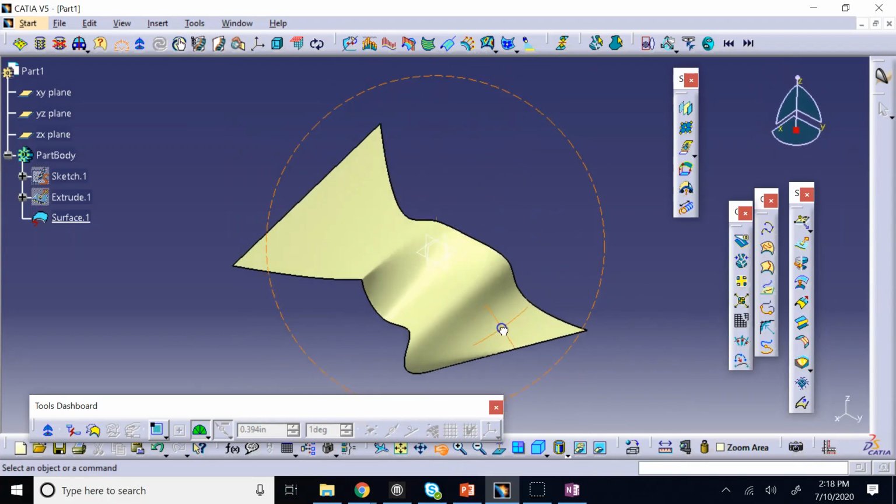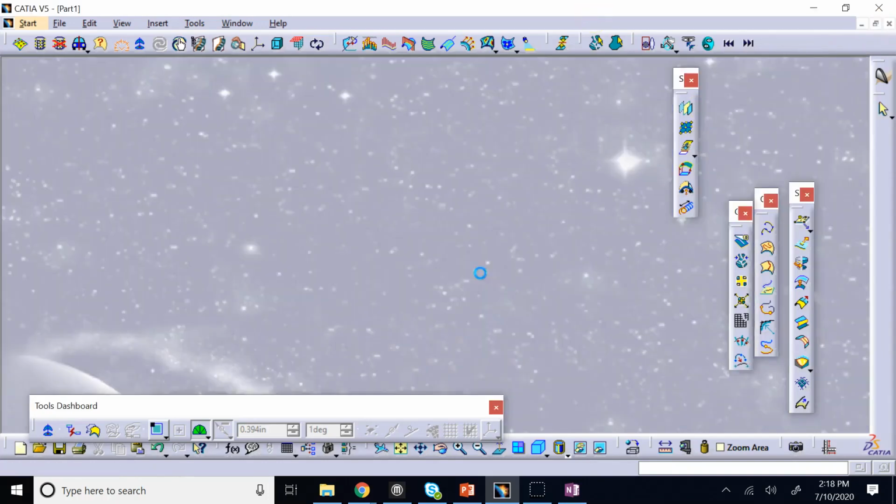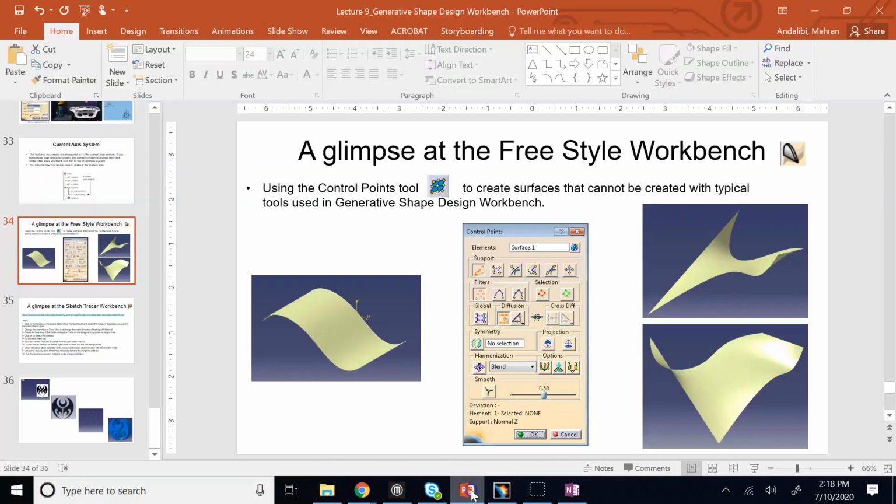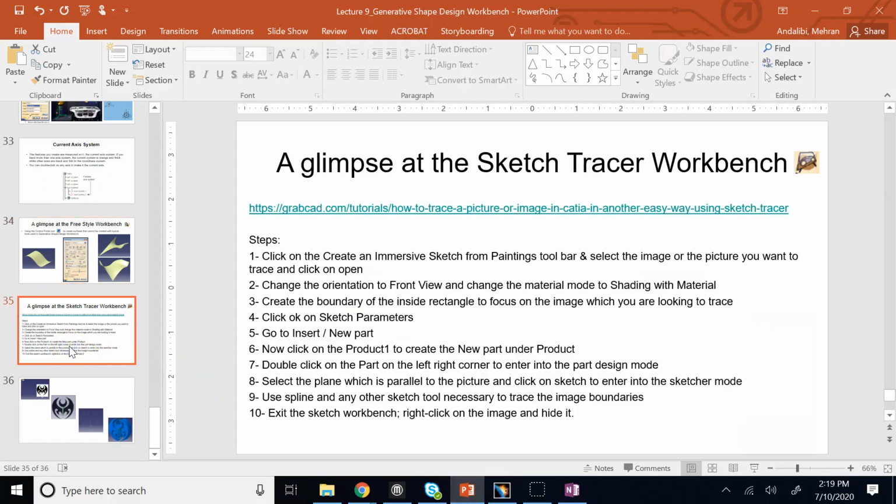Okay, so I just wanted you to learn about this workbench Freestyle, and there are a ton of things you can do here. I just showed you one single thing that you can do, which is the main thing actually, control points. But feel free on your own, if you have time, to explore this workbench and learn about it. So that's one thing I wanted you to have some idea about. As I said, this is above and beyond the scope of this course, so I'm not gonna spend a lot of time on it, but I wanted you to learn it.